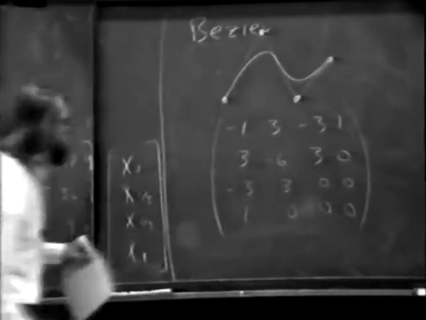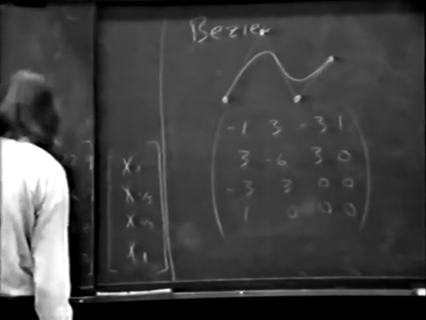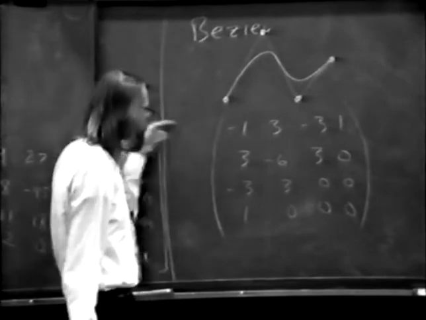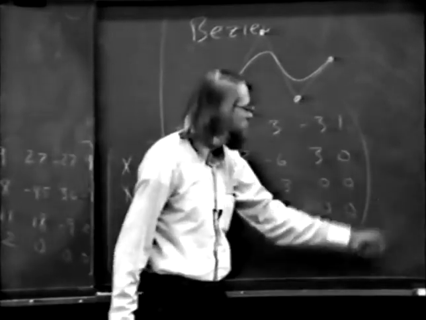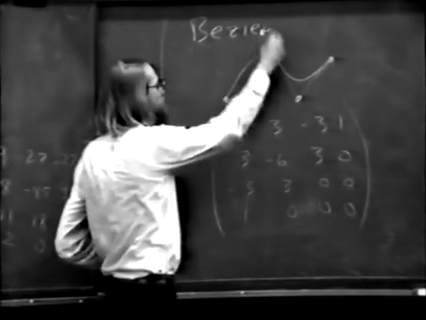I'll just write the matrix now of numbers, and it fits in the same way. There's t cubed, t squared, t and 1 kind of coming in here on the left, and the column vector of the 4 control points always on the right. The Bézier form here has the 4 control points.